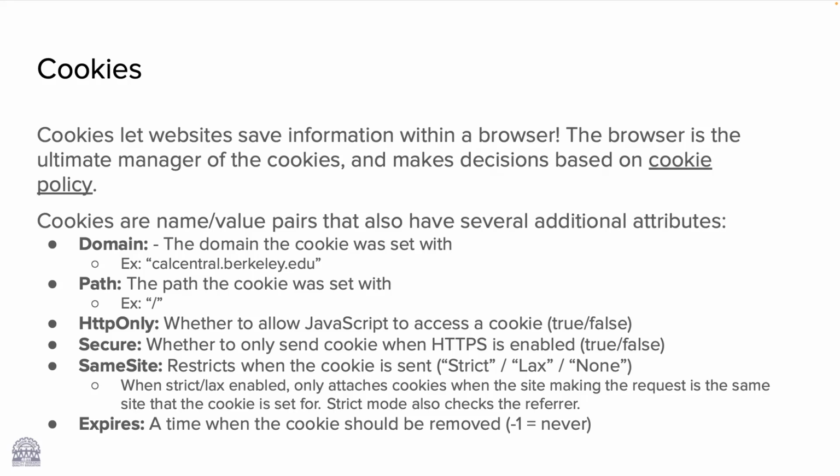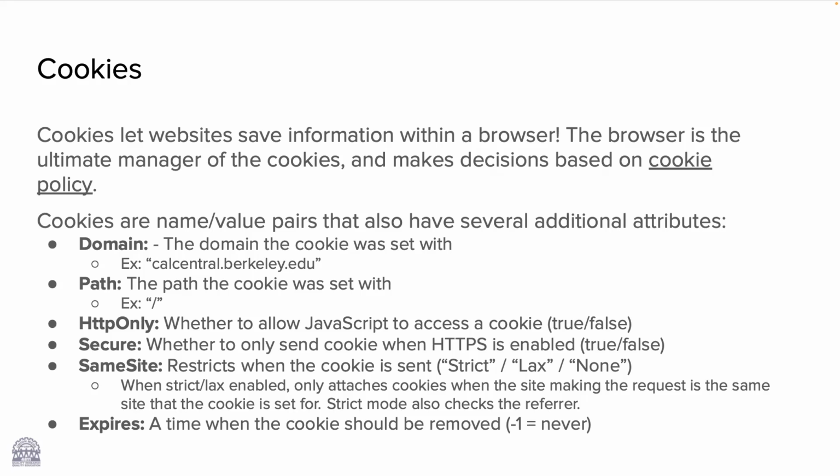Same site is the policy of how the cookie is attached to requests. So what happens in browsers is that when you do a request to a website, cookies that match the domain and path, and there are specific rules for this, will automatically be attached to the request. The problem with this is that you can abuse this to do attacks. So same site is just the level of policy and the sensitivity you want to associate with this cookie. So when strict is enabled, it only attaches cookies when the site making the request is the same as the site that set the cookie.